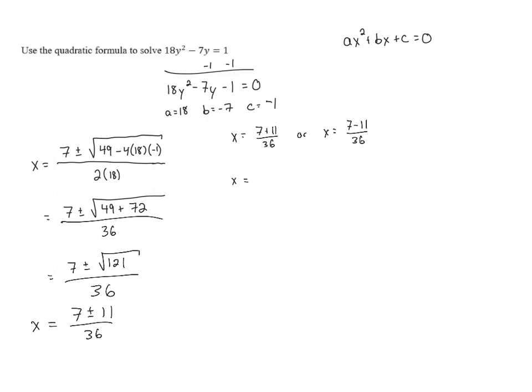Now, for the first one, 7 plus 11 is 18. So we've got 18/36, which reduces to 1/2. And then in the second solution, 7 minus 11 is negative 4. And negative 4/36 reduces to negative 1/9. So in this case, we end up with x equals 1/2, or x equals negative 1/9. And this is our final answer.